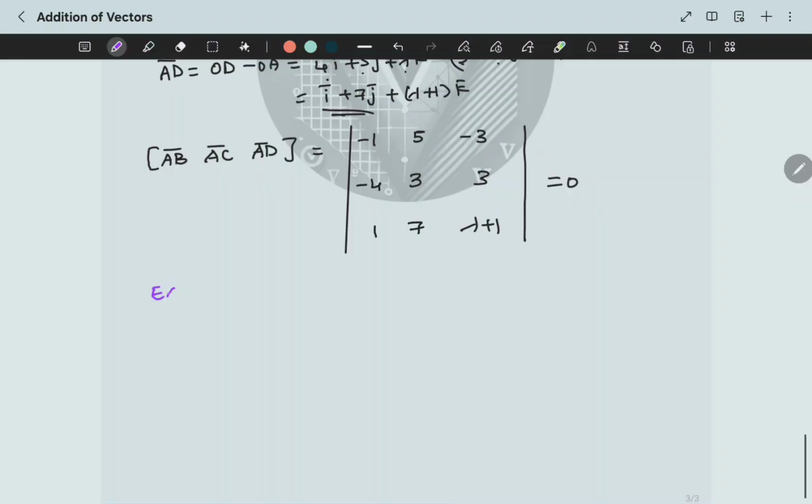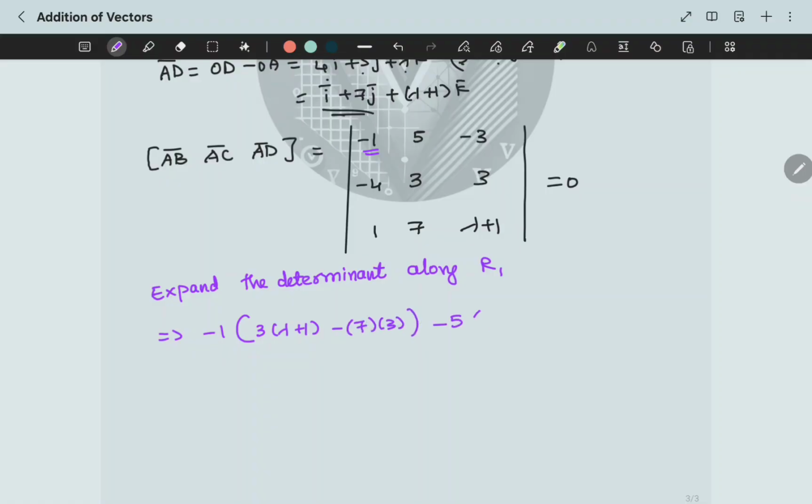Now expand the determinant along row 1. As such, any row or any column works. I'm expanding along row 1. So we will get minus 1 times, here we will write, 3 times lambda plus 1 minus 7 into 3. Next we will write minus 5 times, again, minus 4 times lambda plus 1 minus 1 into 3. I hope you understood this. Again we have minus 3 here. Let us write minus 3 times, minus 4 into 7 minus 1 into 3. Right? This should be equal to 0.